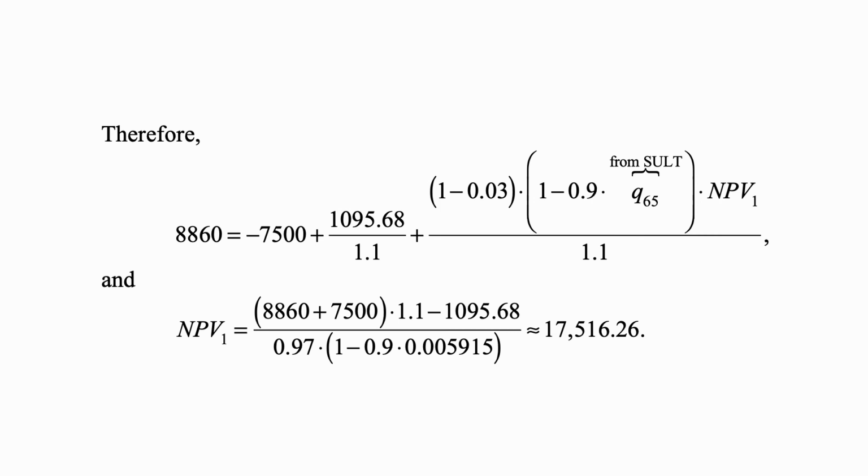And that's an equation in which net present value at time 1 is the only unknown, so we solve for the net present value at time 1, and this is equal to 8860 plus 7500 times 1.1 minus 1095.68, divided by 0.97 times 1 minus 0.9 times 0.005915, and it's approximately 17,516.26. And that's the end of this problem.